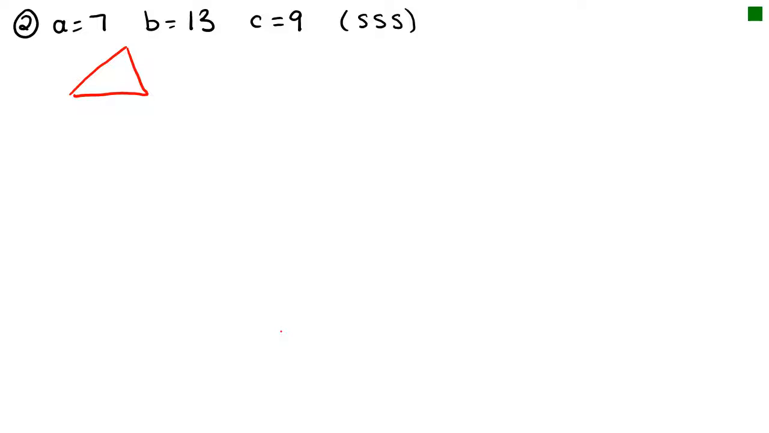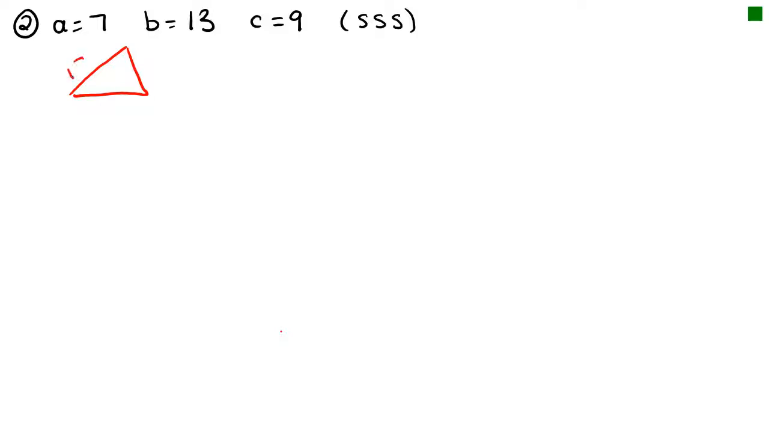All right, so the next example we're going to do is a side, side, side one. I'm going to give you 3 sides. Side A is 7, side B is 13, side C is 9. So again, this is a side, side, side version. You could draw this out. It's not as helpful because I know I have the 3 sides.